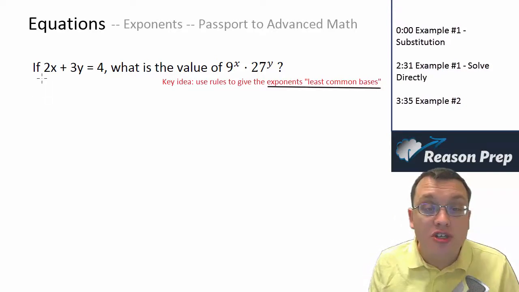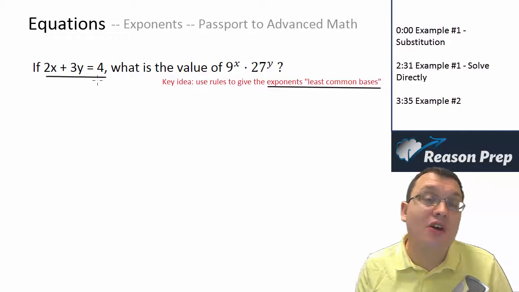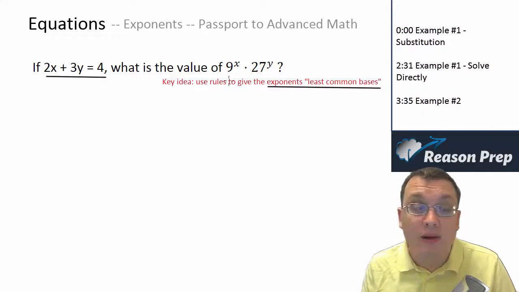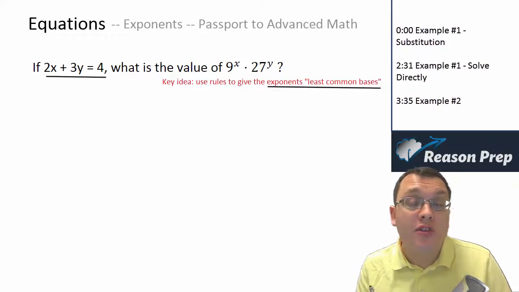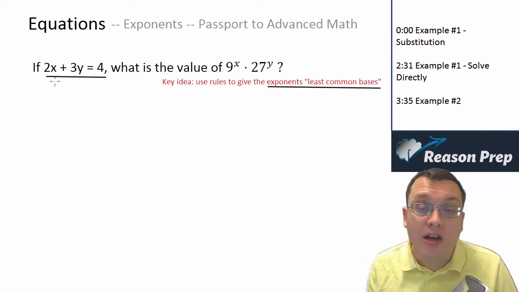The first way I want to show you is substitution. That involves taking this equation, solving for either x or y, and then substituting it into our expression on the right, and then hopefully getting some numerical answer, because we need a numerical answer. This is a grid-in, it's a free response. We can't put in an x or a y. We've got to put in a number. So let's solve this. I'm going to solve it for x. You could also solve it for y.